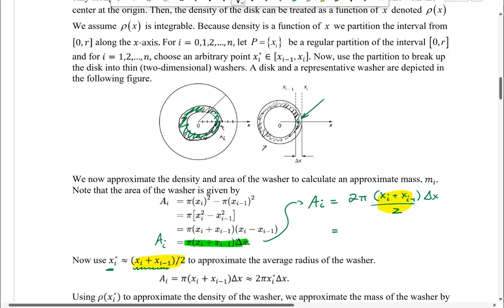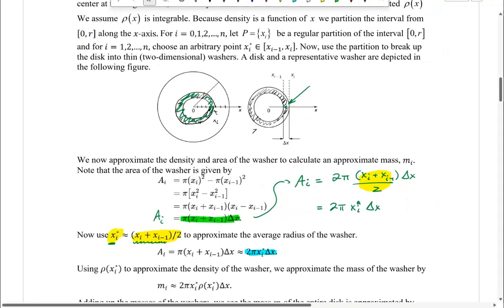And when we do that, we end up with 2 pi x sub i star, right? That's what's replacing the yellow right there. So we have x sub i star delta x. And that brings us to this bit here in blue. So that gives us the area of washer number i on our circular disk. Okay, we could do it for the first circular washer, the second, the third, all the way out to the nth circular washer, filling up this disk.